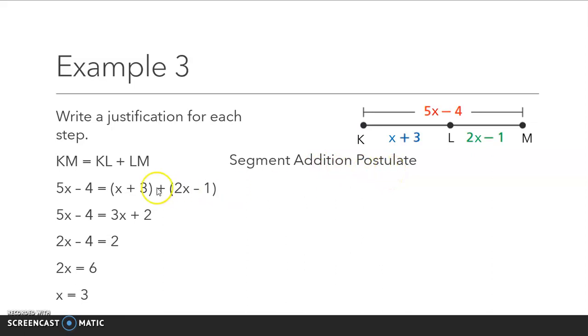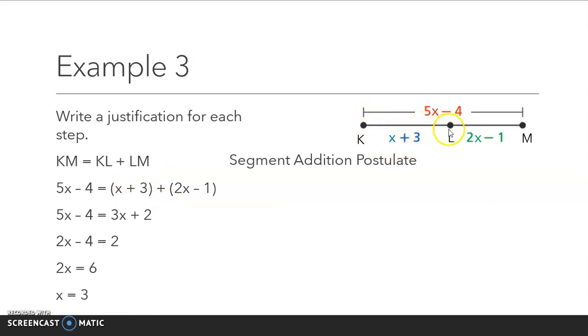Now, the next thing we need to do is say, how did they get from this step to the next step? And it's important to ask yourself what changed. Well, KM turned into 5x minus 4. Where could they have gotten that from? And I see it up here in red, marked out as the length of KM. And then I see that KL turned into an x plus 3. And I see that over here in blue.